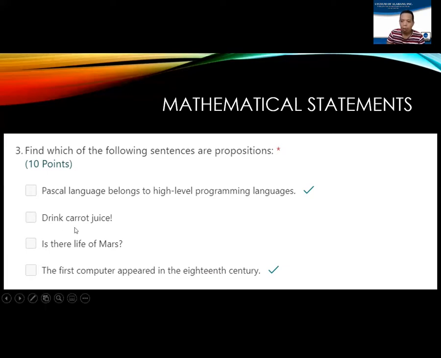Choice number 2, drink carrot juice, is an exclamatory sentence. Therefore, this is not a statement. Is there life in Mars? This is an interrogative sentence. Therefore, this is not a proposition.